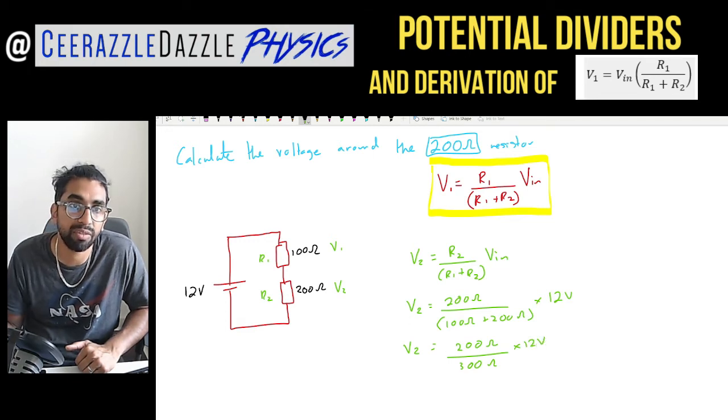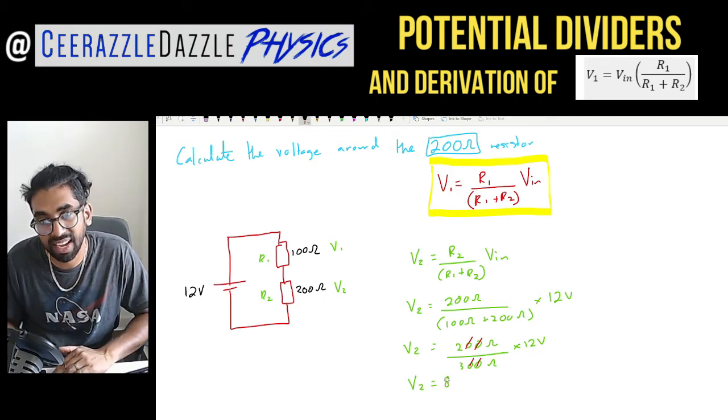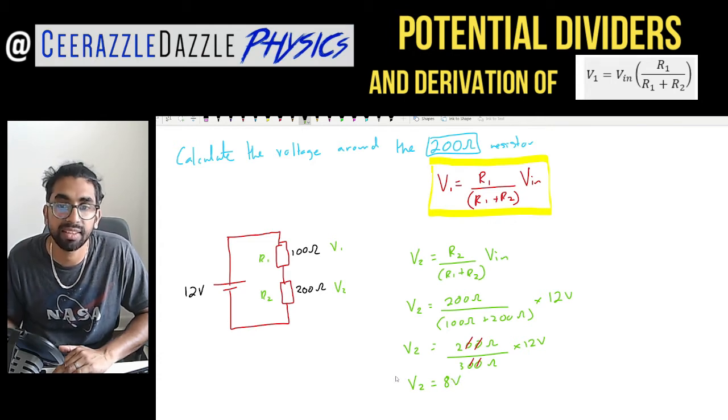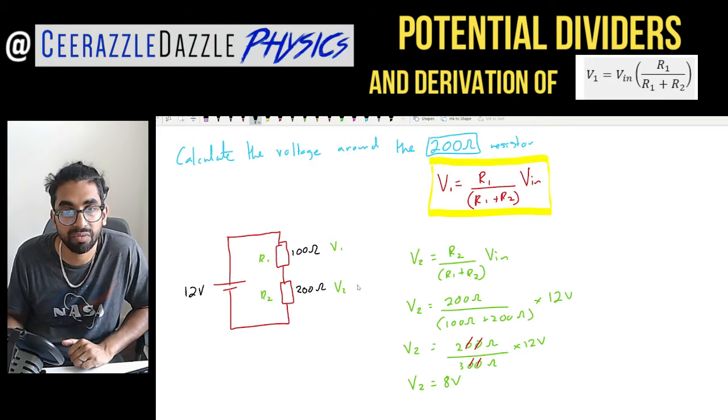So obviously, the cancellation occurs. So cancel, cancel, cancel. 2/3 of 12. The voltage across the second terminal will be equal to 8 volts over here. There we go. So the voltage across there will be 8 volts. So this voltage is now equal to 8 volts here.